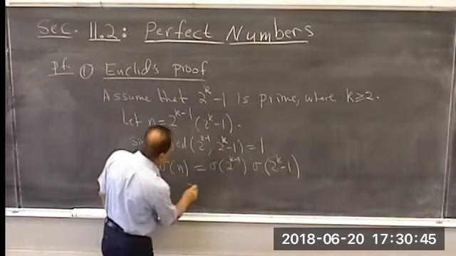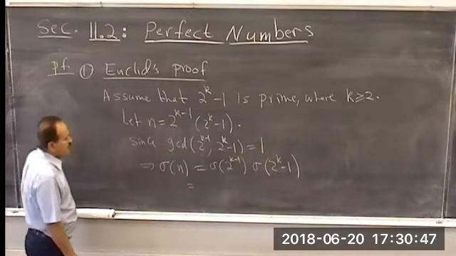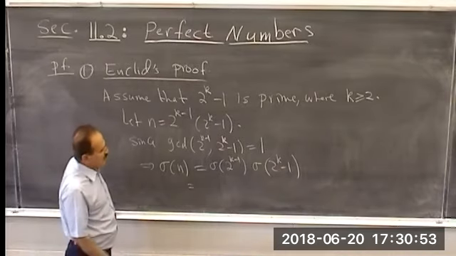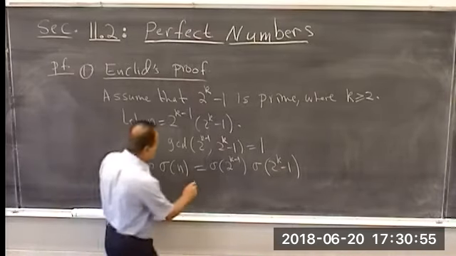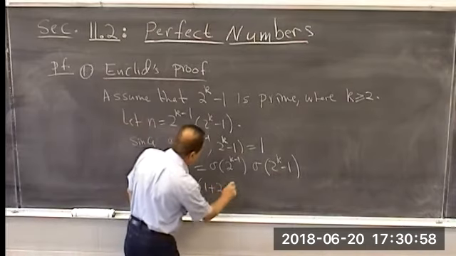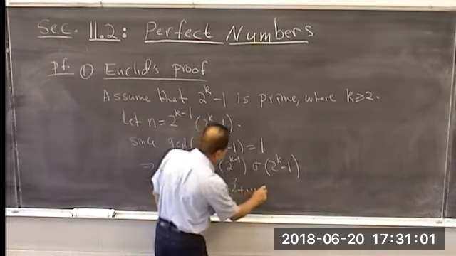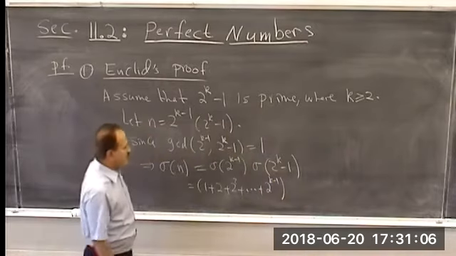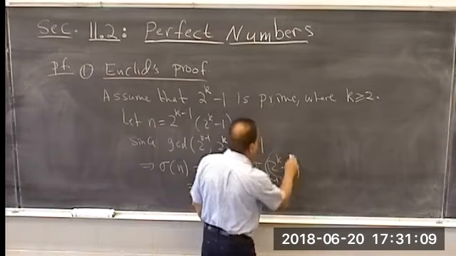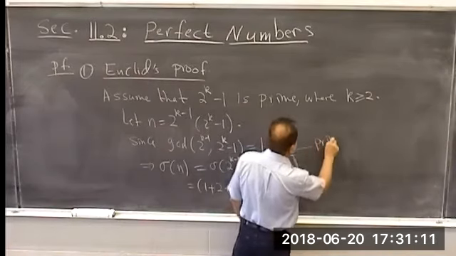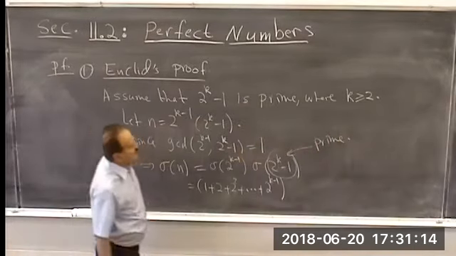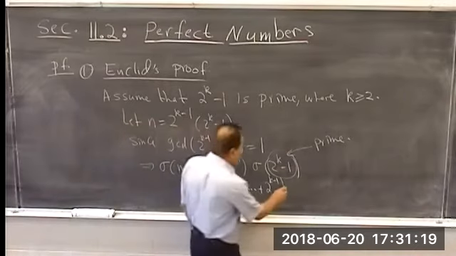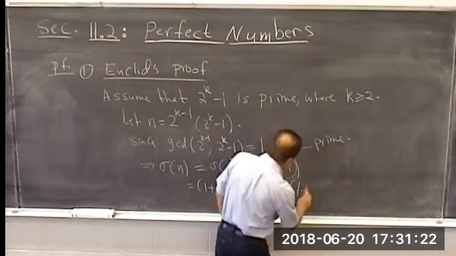Now, the first factor, because it's a power of 2, the divisors are going to be 1, 2, 2 squared, up to 2 to the power k minus 1. So this one is going to be 1 plus 2, plus 2 squared, and so on. Now, the sigma of the other number, under our assumption, is a prime. So it has only 2 divisors, which are 1 and the number itself. So this one is going to be 1 plus the number itself.